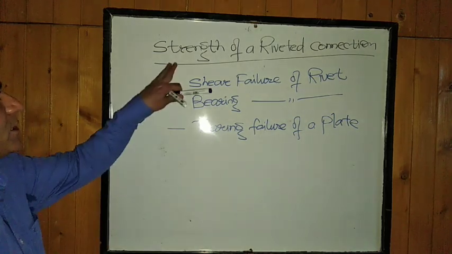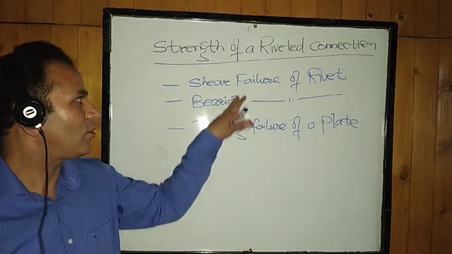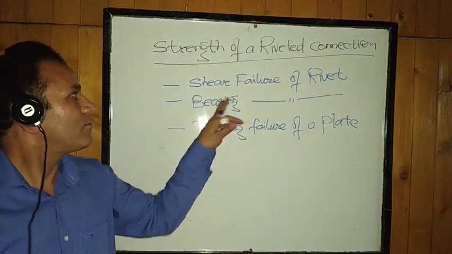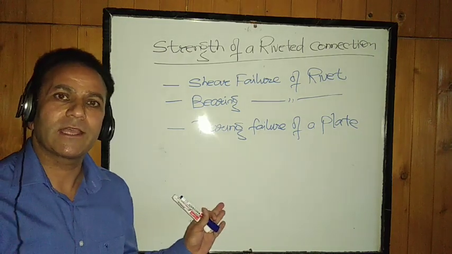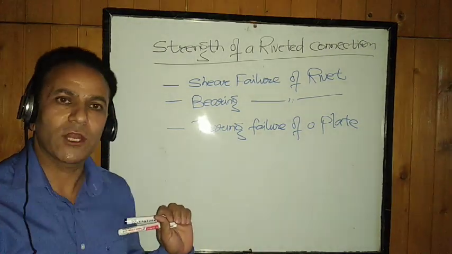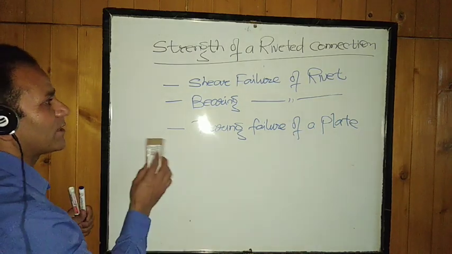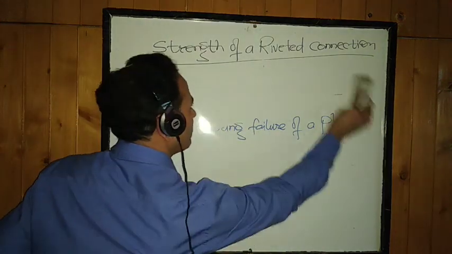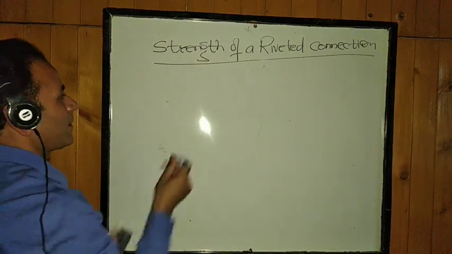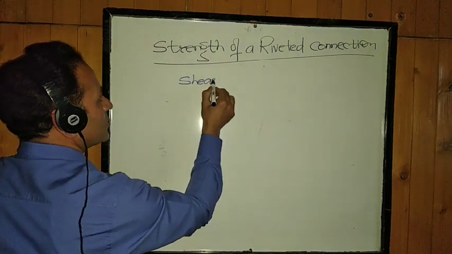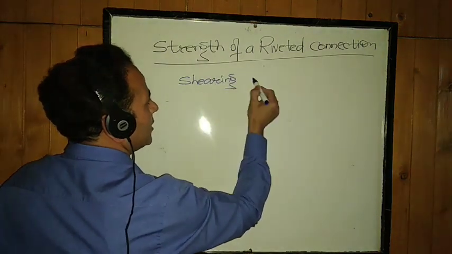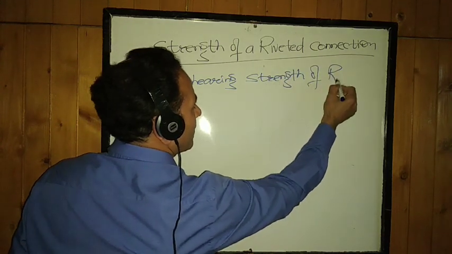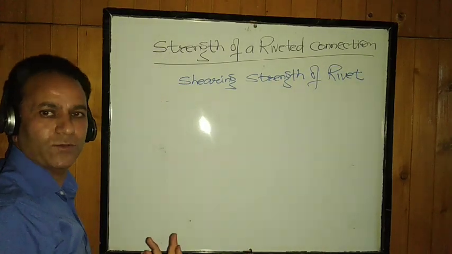So for calculating the strength of a riveted connection, we calculate all these three values. We calculate the strength of the riveted connection corresponding to the rivet failure as well as to that of the tearing failure of the plate, and then we take the minimum one we arrive at as the strength of the particular joint. So we will analyze them one by one. Shearing strength of a rivet.